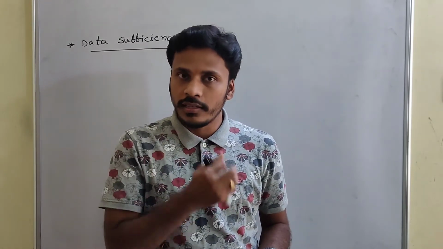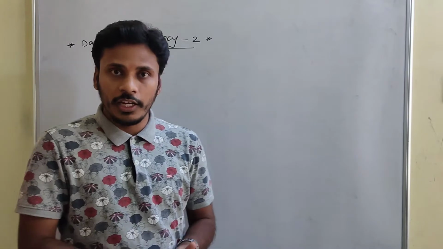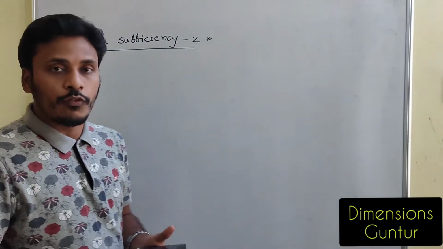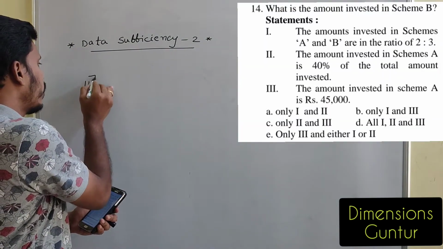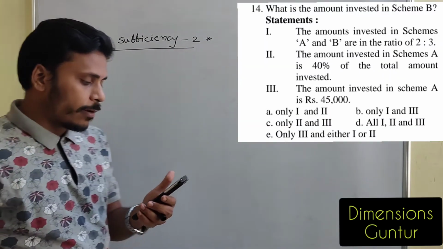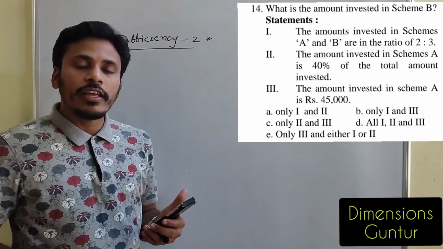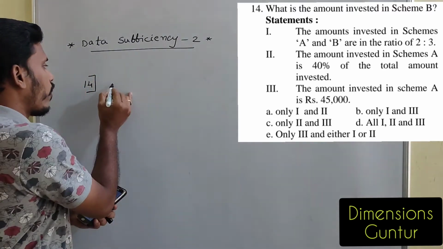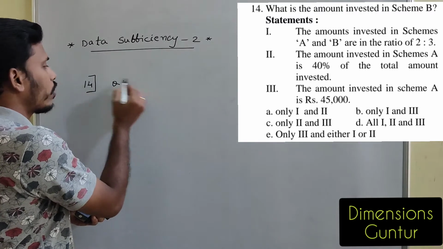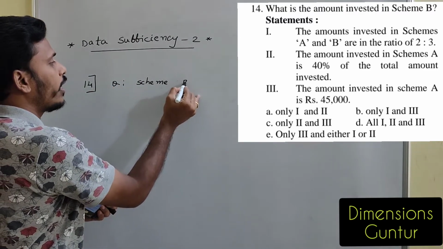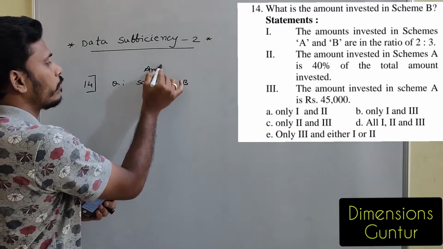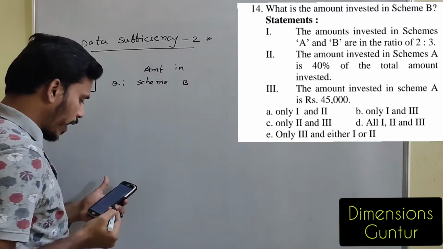So in the last class we already discussed 13 questions from data sufficiency, and now I am starting here with the 14th problem. Just look at the board. The question says: what is the amount invested in scheme B? The question part for the 14th problem is that we need to calculate the amount invested in scheme B.